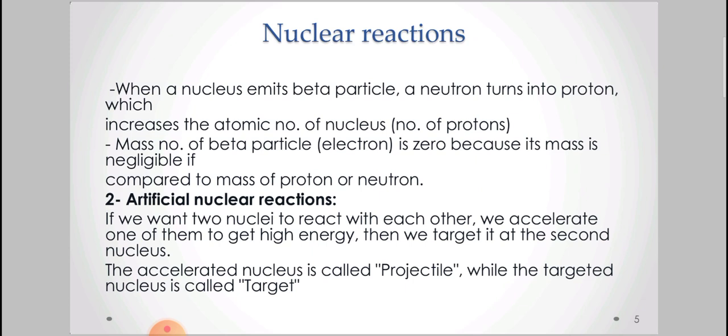Number two, artificial nuclear reactions. If we want two nuclei to react with each other, we accelerate one of them to get high energy, then we target it at the second nucleus. The accelerated nucleus is called the projectile, while the targeted nucleus is called the target.